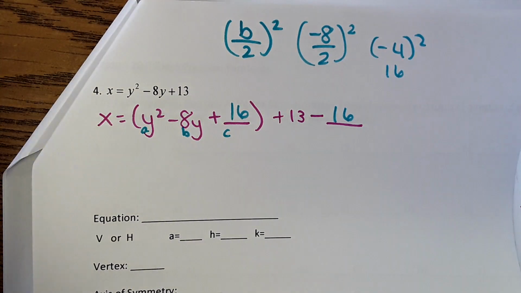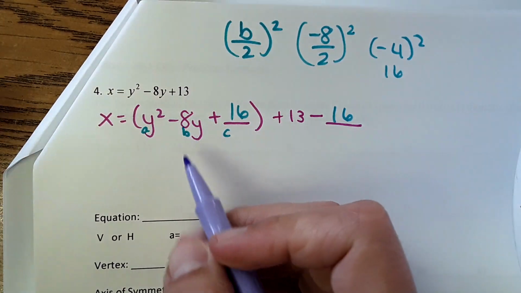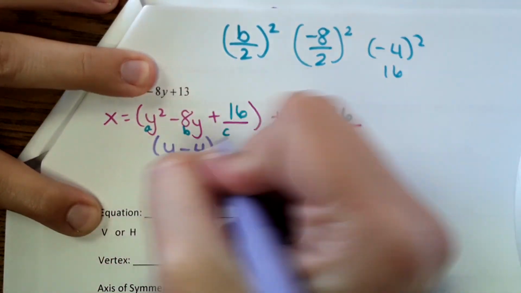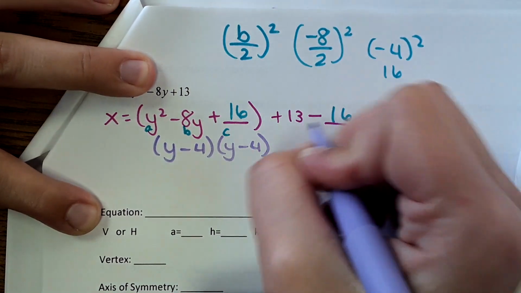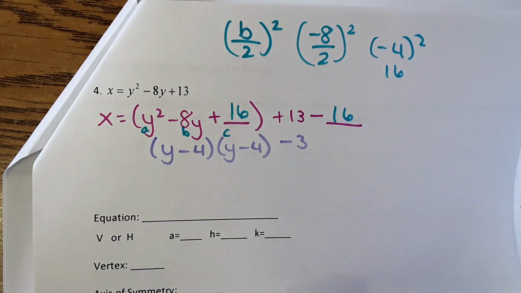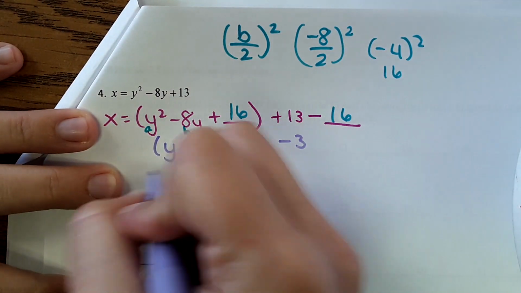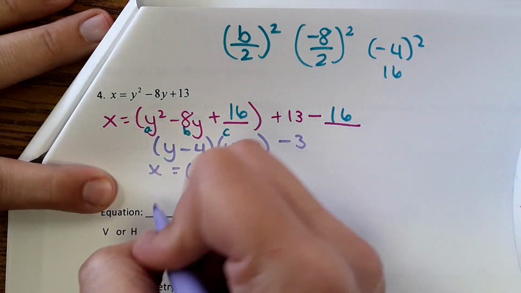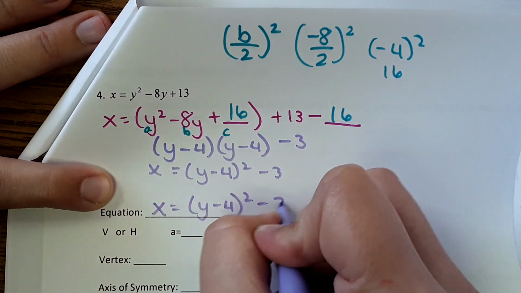Okay, then from here we can factor this. Two numbers that multiply to 16 and add to -8 would be -4 and -4. So this would then be y minus 4 times y minus 4. And then 13 minus 16 would be -3. Then we have y minus 4 squared minus 3 equals x. And so now this is in the vertex form that we need. So x equals y minus 4 squared minus 3.